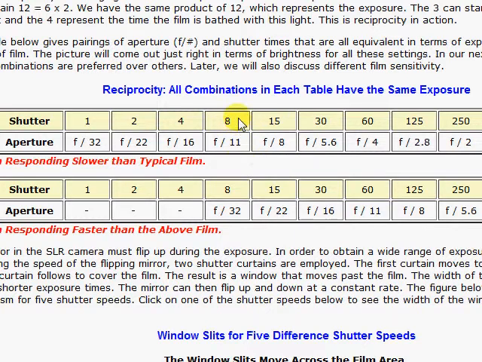Once you give me f11 goes with 8, if I were to go to f8, which is twice as big, I have to go 1/2 on the time. So these all get locked in. You could then have a tough question where what happens if you're way over here at f2, and you just look at your table and read off the table, and that would be a 250th of a second.